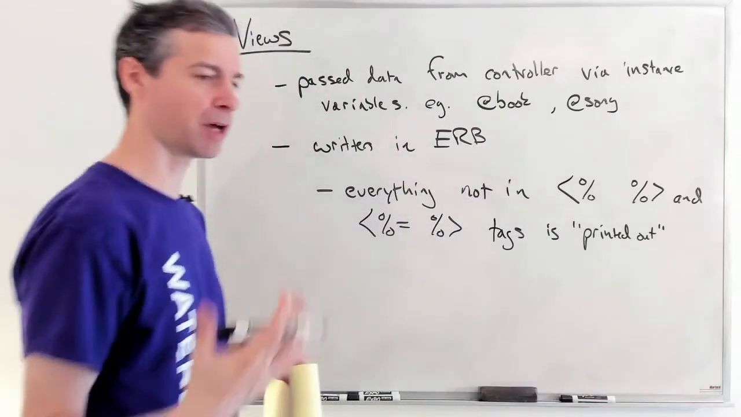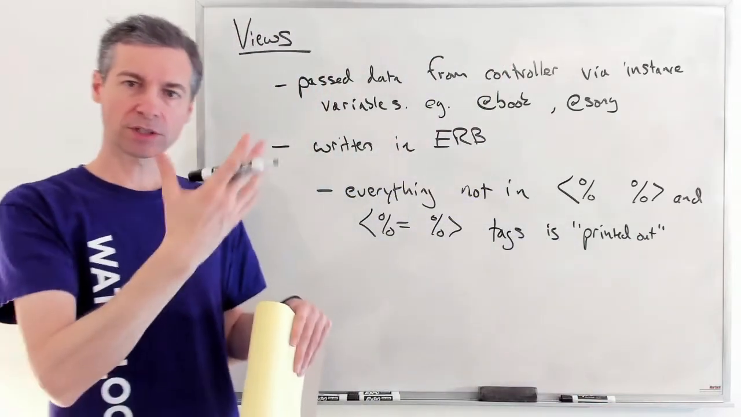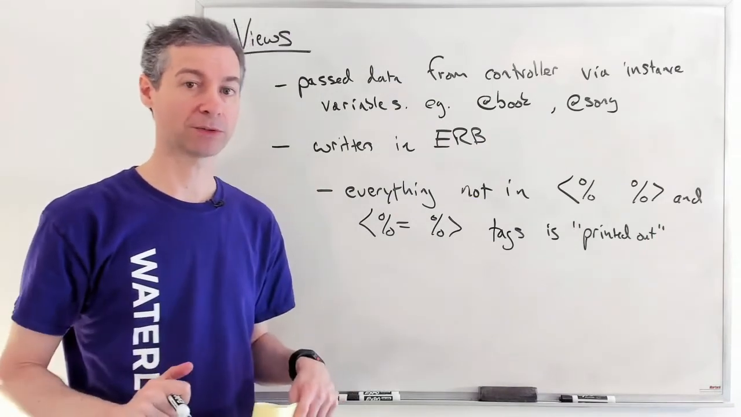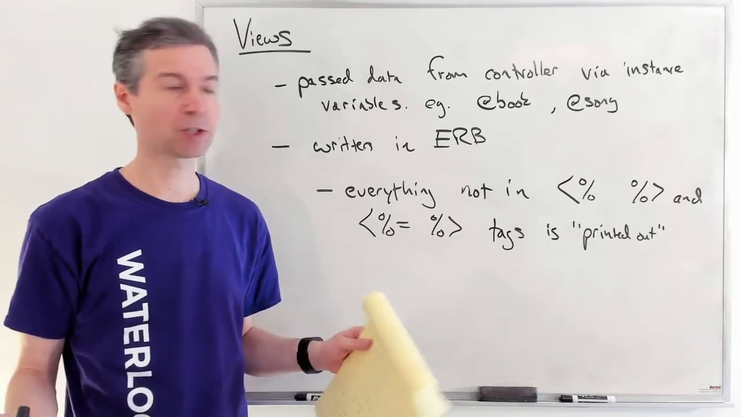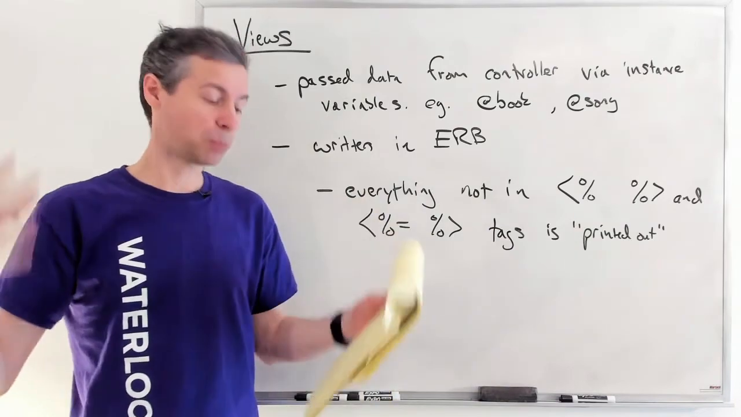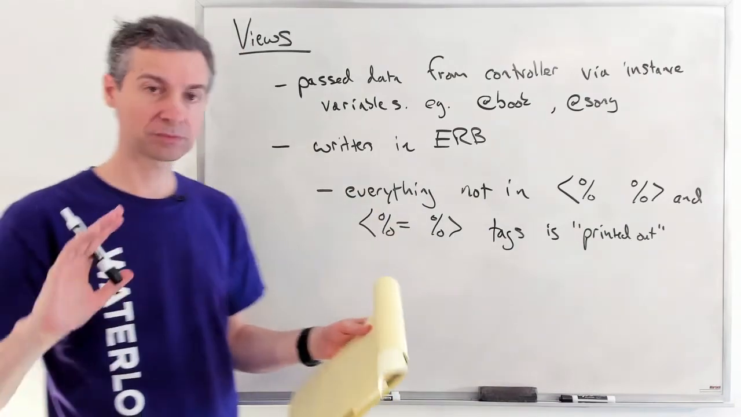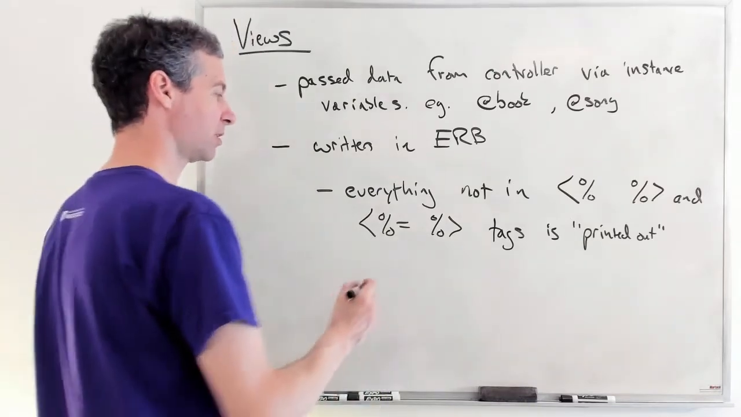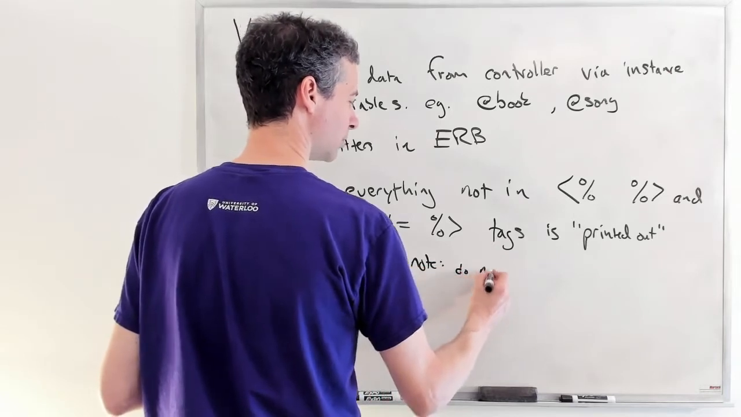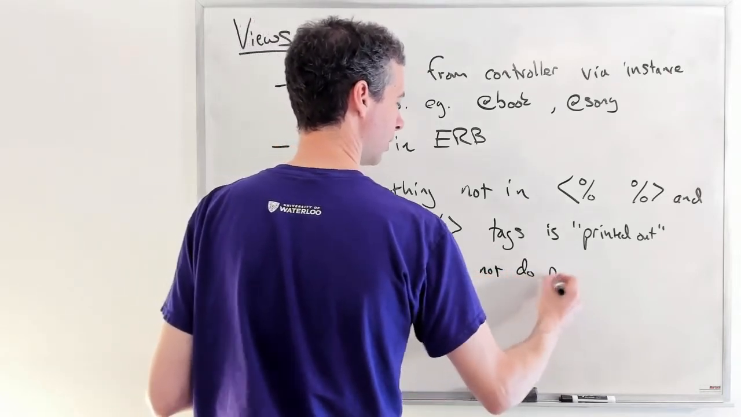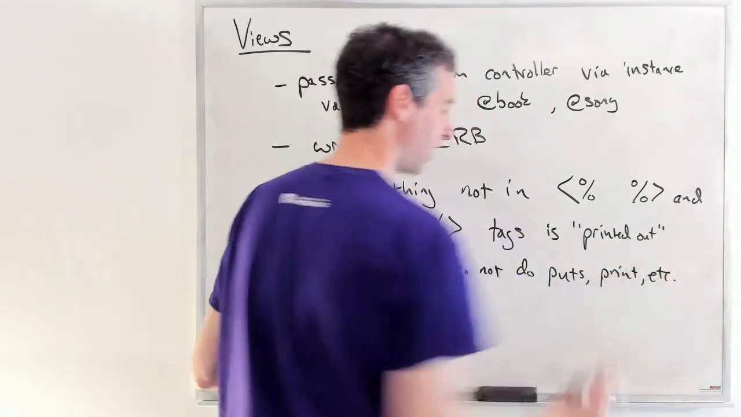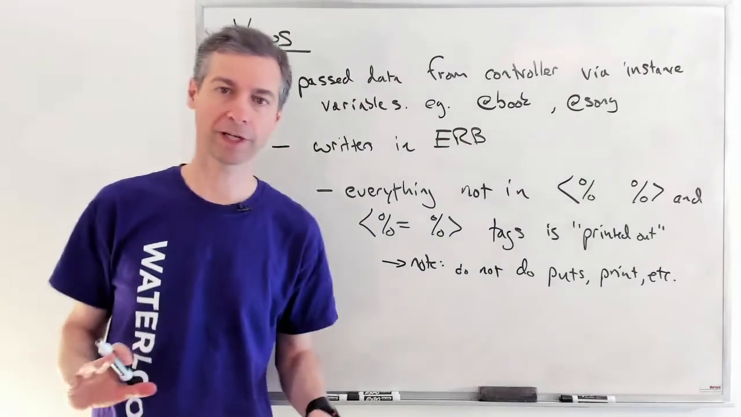The real way to think about it is it's turned into the output that goes back to the user's browser. Okay, it's going to be HTML. It's kind of like printing it out, but it's important to note we do not do any printing in ERB. Note. Do not do puts, print, etc. That's not the way that we do output, all right?